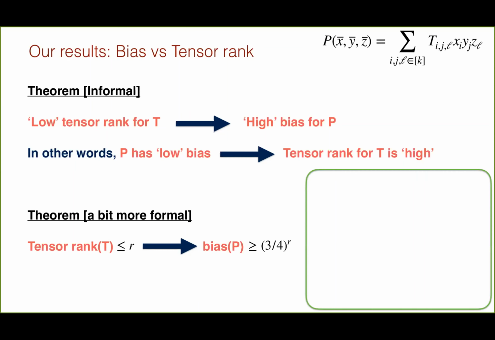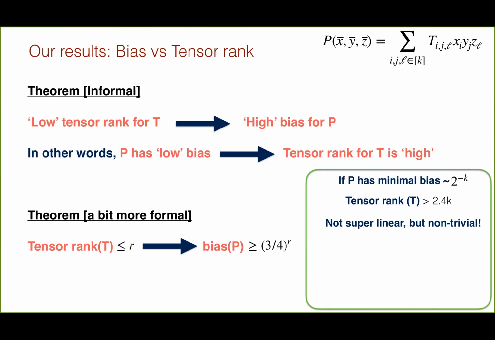So if we invoke this statement, we know explicit constructions of 3 linear forms with minimal bias, so bias about 2 to the minus k. And if we plug it into this expression, we get that the tensor rank of T is 2.4 times k. Remember, k was what we could prove otherwise. So 2.4 k is non-trivial. It's not super linear. It doesn't match the current best bounds, but it's non-trivial.